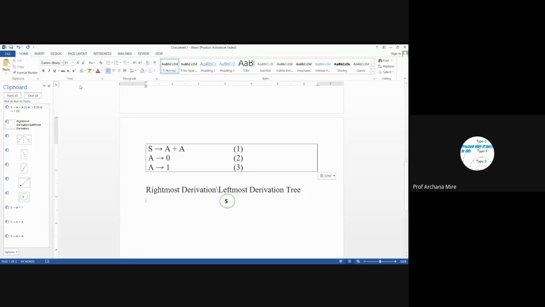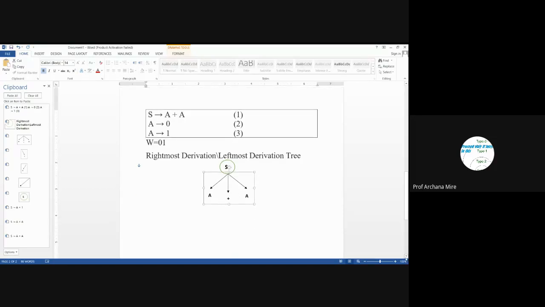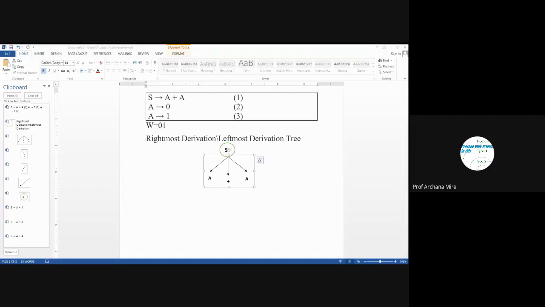So once again, we want to find the string 0, 1. So we will be starting from the first production rule, S leads to A plus A. So let's apply the first production rule here. This is the first production rule which we will be applying on the root node. Is this window visible to everybody? Please reply. Yes, ma'am. So our first production rule, A plus A.